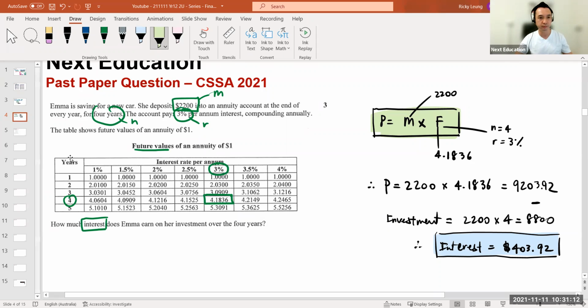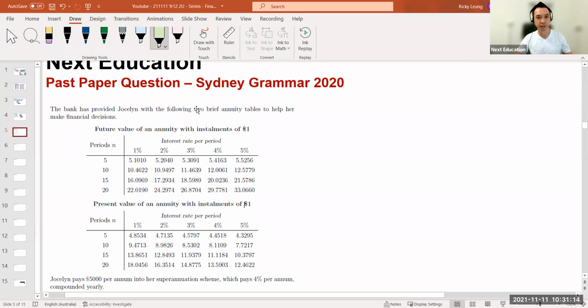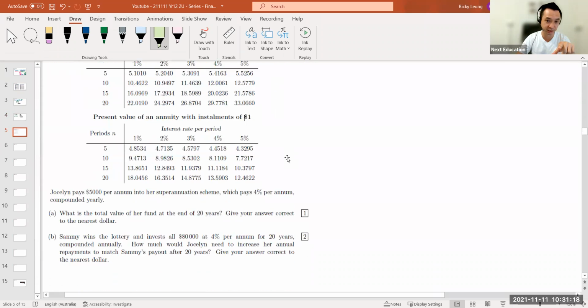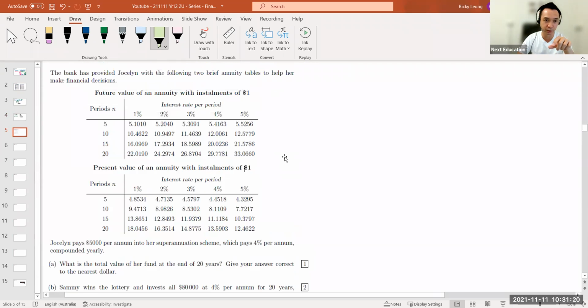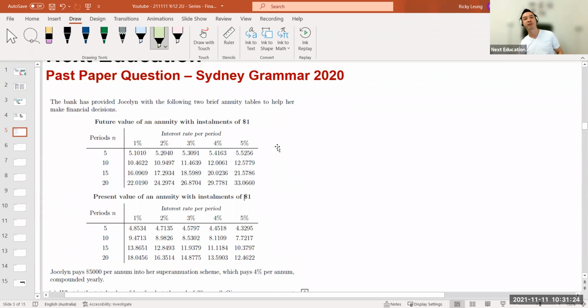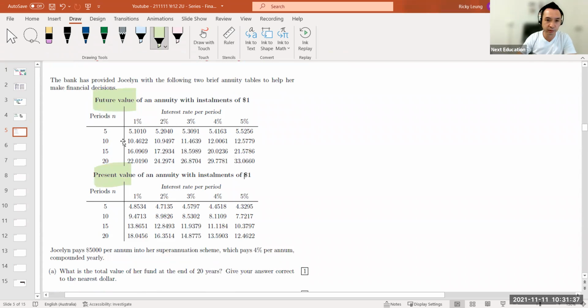So another one. Yeah, do another one. This is a Sydney grammar. Funny enough, that's 3 marks here. I think these 3 marks are more reflective of the previous 3 marks. Now, I like this question. This question has both. A bank has provided 2 brief annuity tables. Future value and present value, depending on what Jocelyn wants to do in this question. And the interest rates are 1, 2, 3, 5, and again, same period.